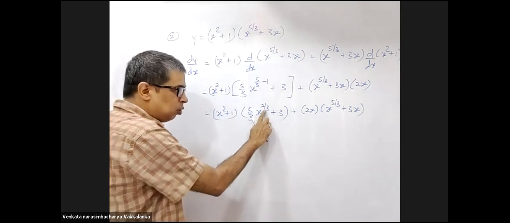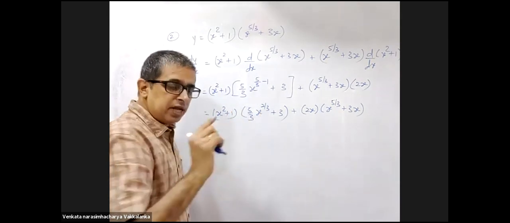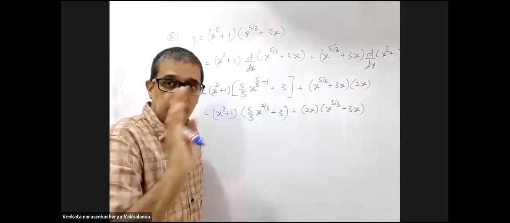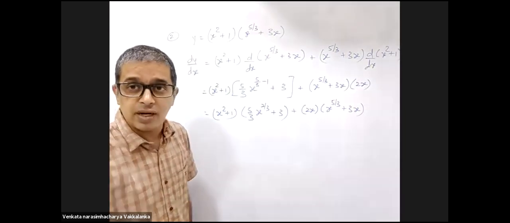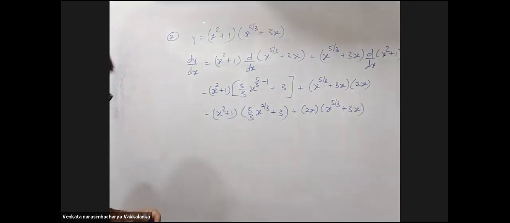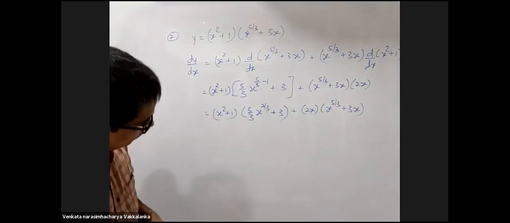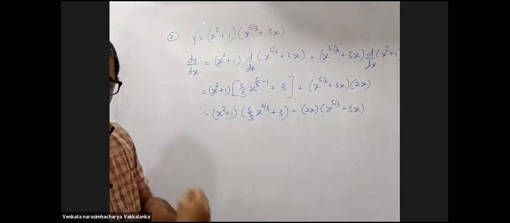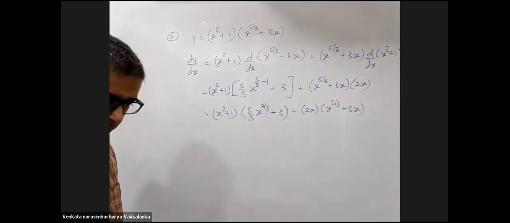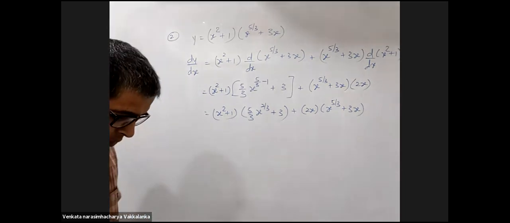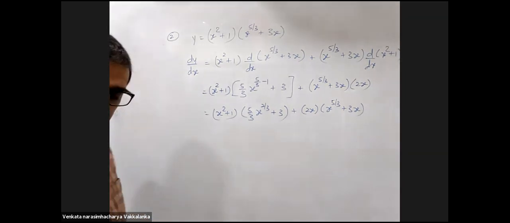x to the power 2 into x to the power 2 by 3 is x to the power 2 plus 2 by 3. I assume you people learned this in 9th or 10th, exponentials. Tell me when I can rub the board. Yes, sir. So can you wait? Sorry, sir.